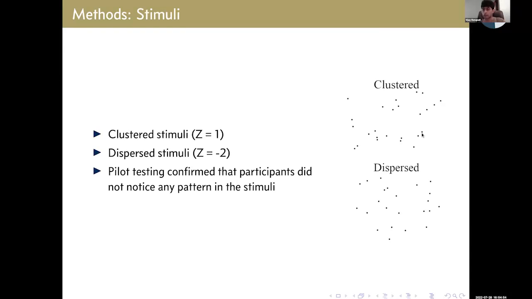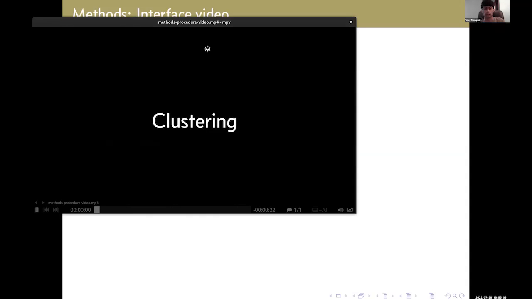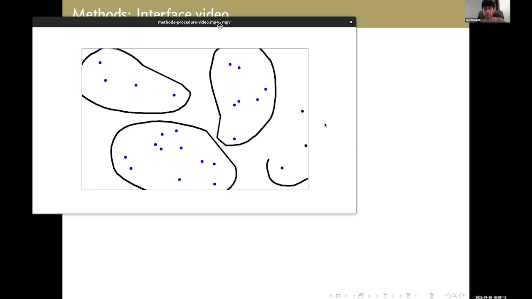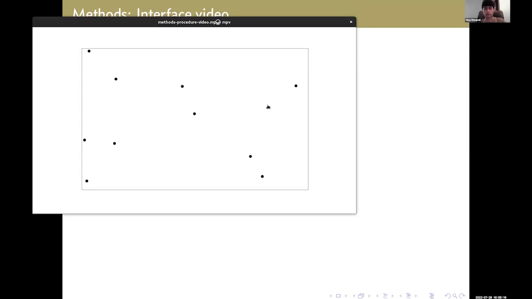And just a reminder of what the clustered or dispersed stimuli are. Examples there. And here's a video of the interfaces they used. For clustering, they use their mouse to draw clusters around points, and the color indicates cluster membership. And for the traveling salesperson problem, they click the points to add them to the tour. They cannot undo, and clicking the final point completes the tour.